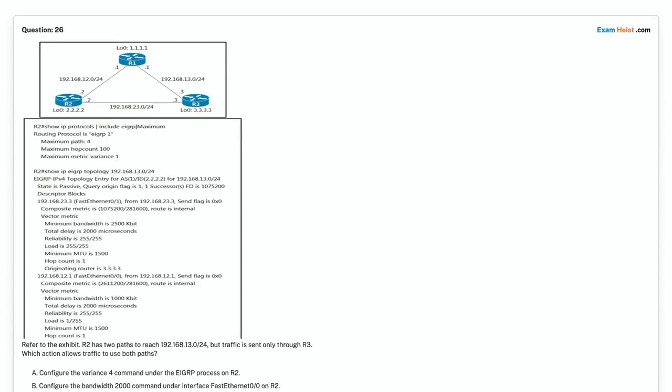Option A. Configure the variance 4 command under the EIGRP process on R2. Option B. Configure the bandwidth 2000 command under interface FastEthernet 0/0 on R2. Option C. Configure the delay 1 command under interface FastEthernet 0/0 on R2. Option D. Configure the variance 2 command under the EIGRP process on R2. Choose the correct answer. Correct answer is option A. Configure the variance 4 command under the EIGRP process on R2.